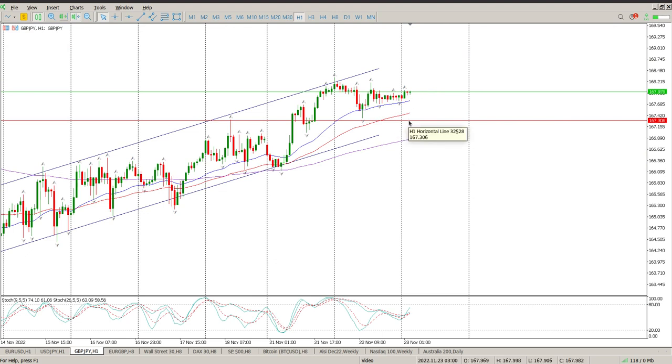We're looking for 167.306. If we start breaking below that, I suspect we are looking to break this channel to the downside. So that's the only trade that I'll be waiting for there. Not interested until we break that structure. If we do go higher, I'm also not interested because I want a deeper reset before getting in long.